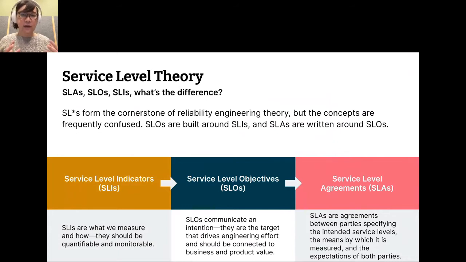So we want to think in terms of SLOs because SLOs are the things that are going to communicate our product intention, and they're the things that we use to steer our engineering effort.